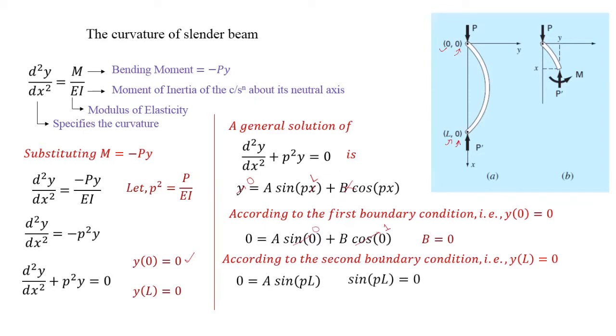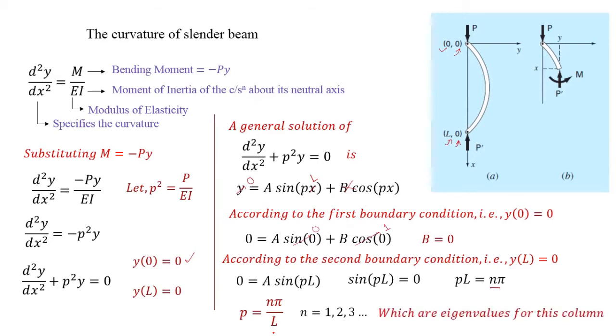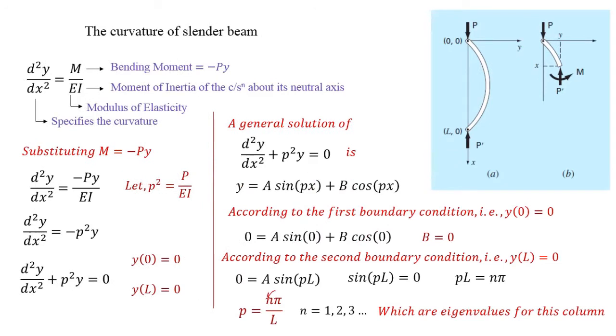Now when pL is equal to n pi, where n is equal to 1, 2, 3, 4 and so on, this condition will satisfy our equation. So if you take this L term to the right hand side, we'll get p is equal to n pi over L, where n is equal to 1, 2, 3 and so on. These p values are nothing but our eigenvalues for this column. Now for different values of n, we will get different eigenvalues.